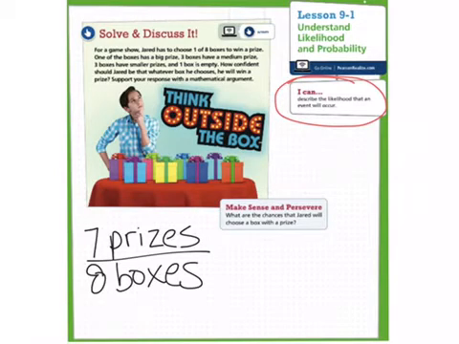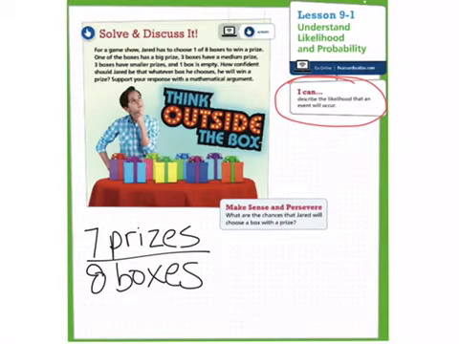We can write this as a probability in the form of a fraction, a decimal, or a percent. The fraction is always given in the form where the numerator stands for the total number of outcomes you want to have happen, divided by the total number of outcomes that are possible. So in this case, there are 7 prizes, or 7 things that Jared could choose from that he wants to happen, but there are 8 total boxes from which he can choose.